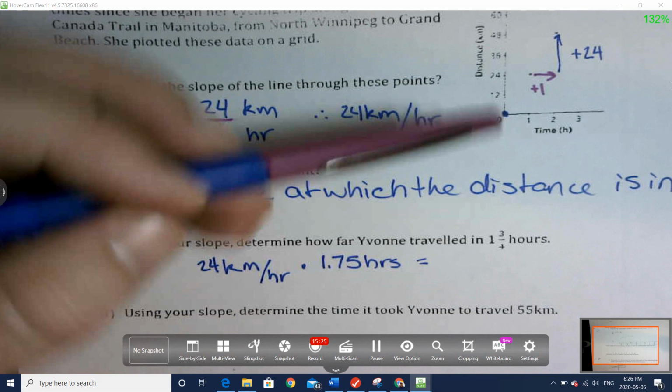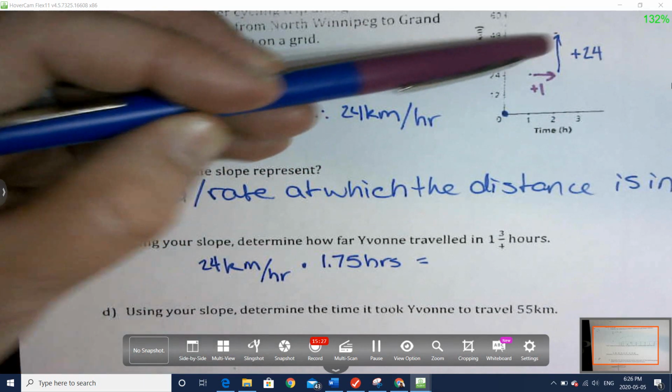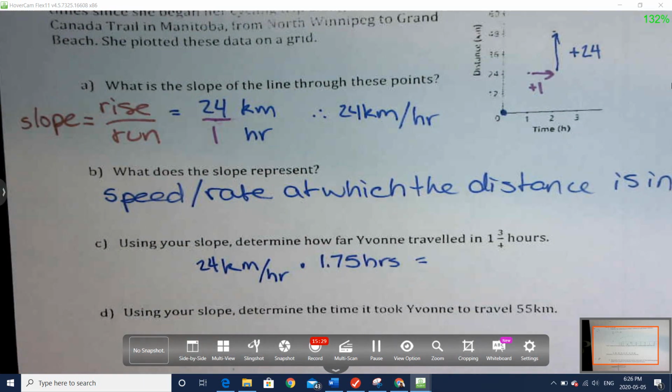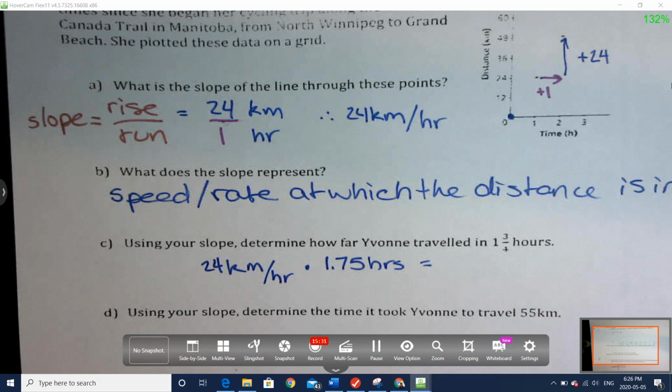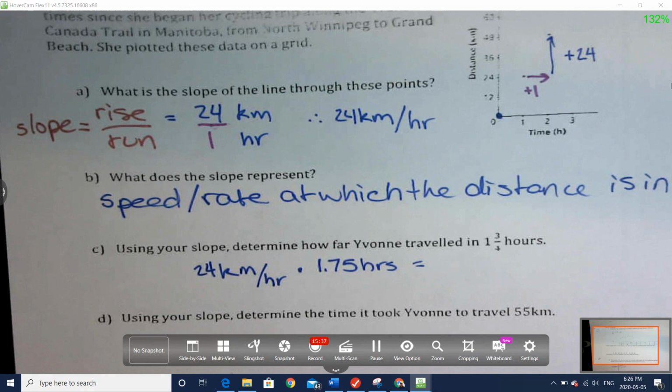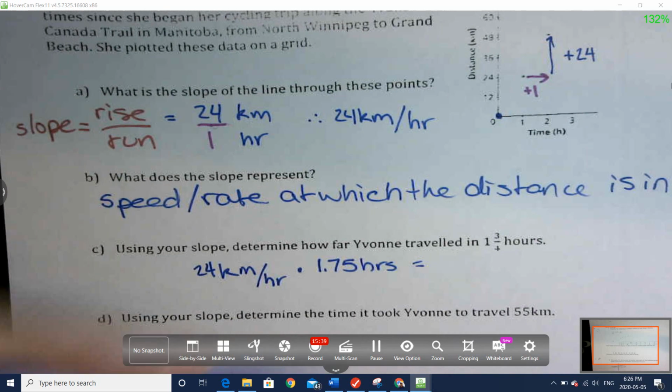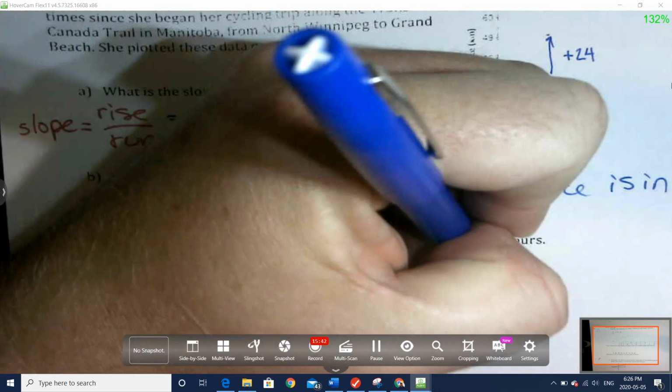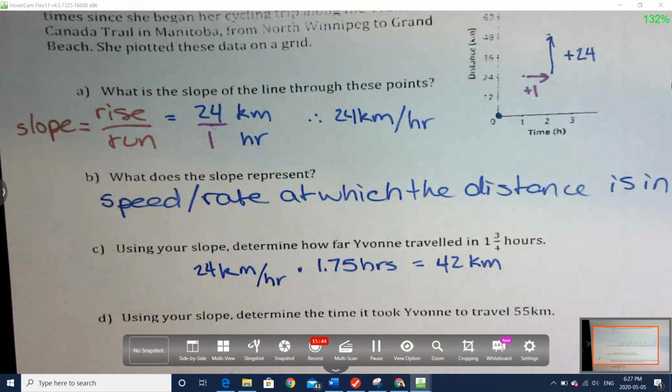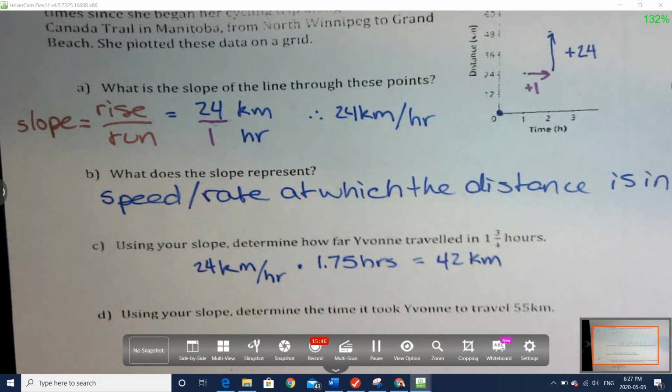We can kind of guess what it is here on the grid. Maybe it's somewhere between 36 and 48. But what I'm actually going to do for this is I'm going to punch this out on the calculator, which 1.75 times 24 is equal to 42. So she went 42 kilometers after 1 3/4 hours.